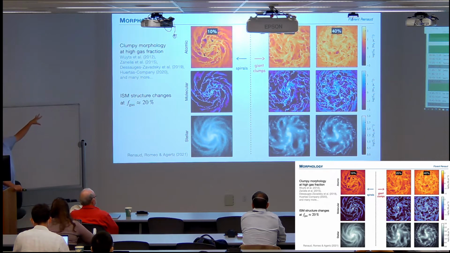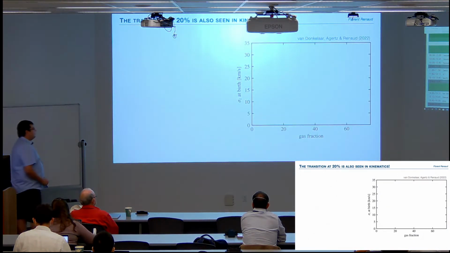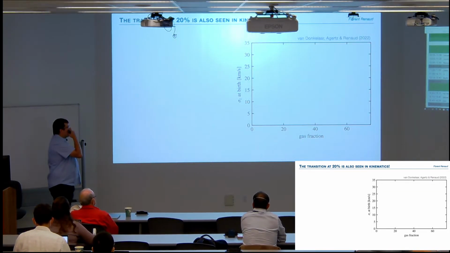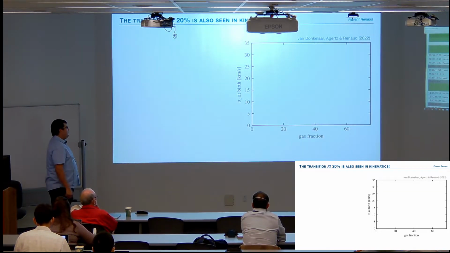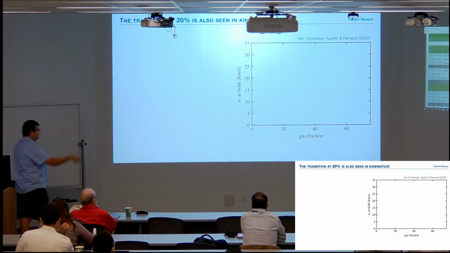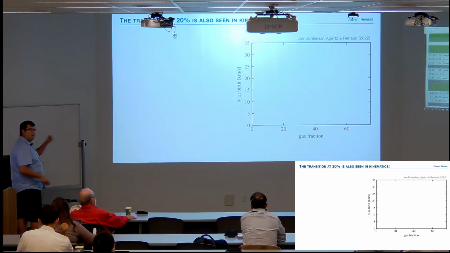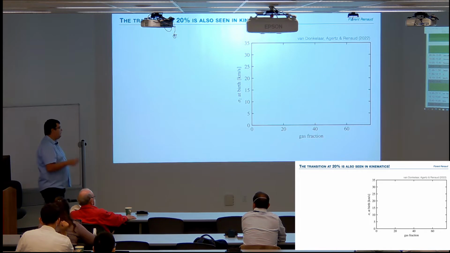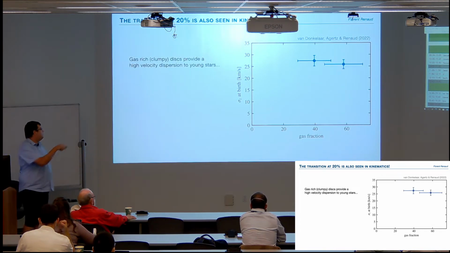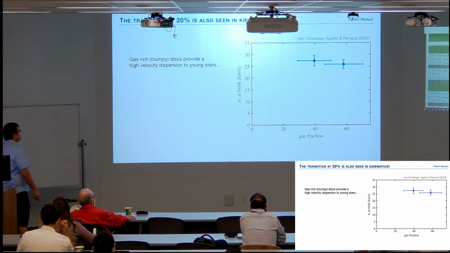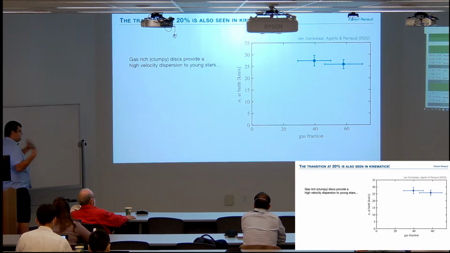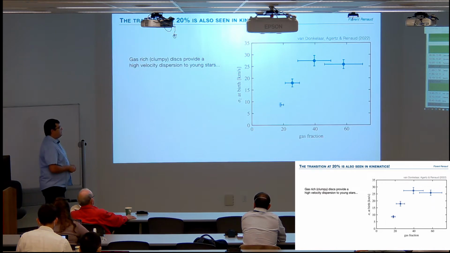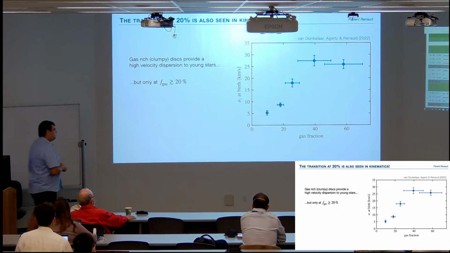And what we see in the morphology, we also see in the kinematics. This is just flashing the work from Florent Renaud during a master's work in Lund. She measured the velocity dispersion, the vertical velocity dispersion of the stars at birth as a function of gas fraction. If you have a gas-rich galaxy, the velocity dispersion is relatively high because of the gas-rich clumpy structure. But at lower gas fraction, it quickly drops to more local universe values, below a gas fraction of 20%.